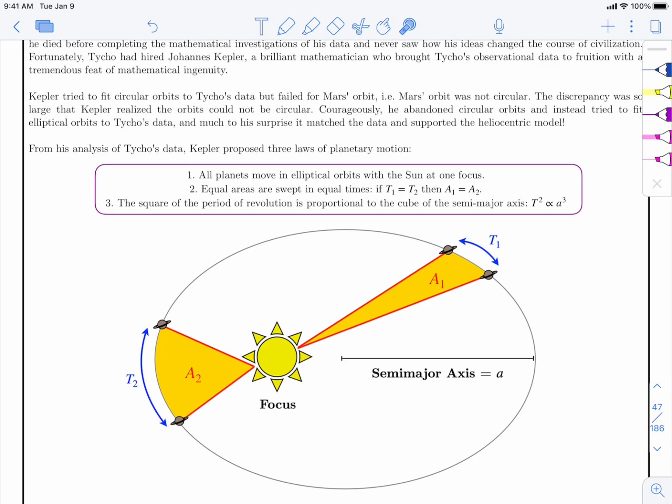It was a very remarkable step because not only did it show that we can take data and analyze it and come up with mathematical arguments to come up with physical laws, but it also settled the argument. We do live in a heliocentric solar system, with the sun being at the focus of the elliptical orbits of every planet. And there are special relationships between all the planets in his second law and his third law.